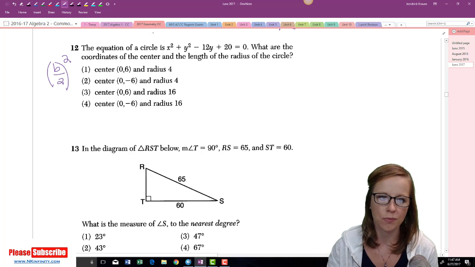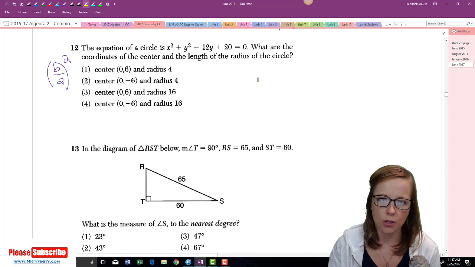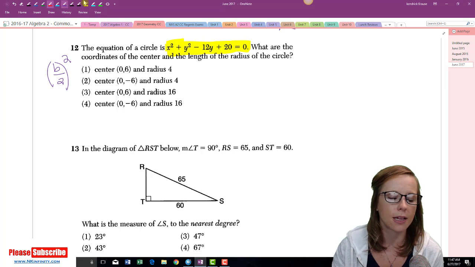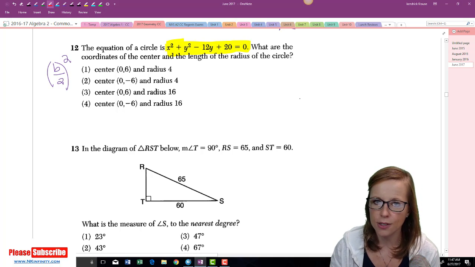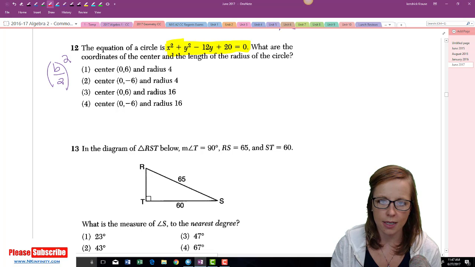Just FYI to you. So my first piece of advice to you is to reorganize everything. So x squared I want by itself, since there's no other x term. And then I'm going to leave some space, plus some space, y squared minus 12y, and then leave some space, equals, and bring this 20 over to the other side, so negative 20.